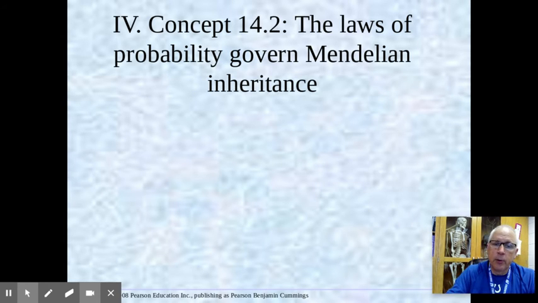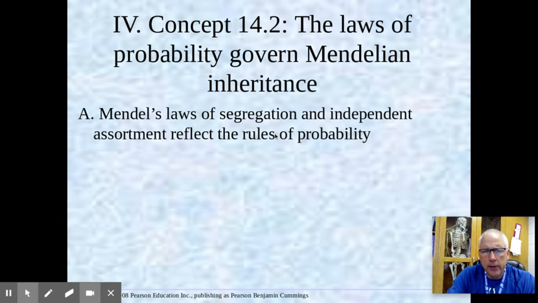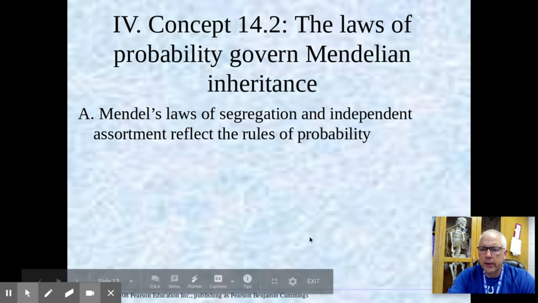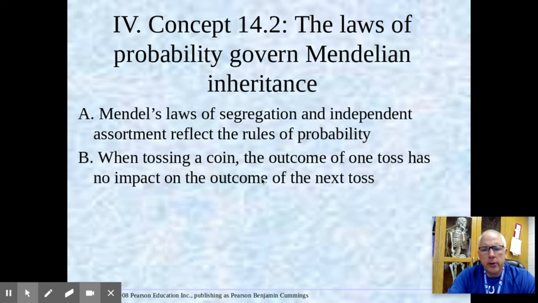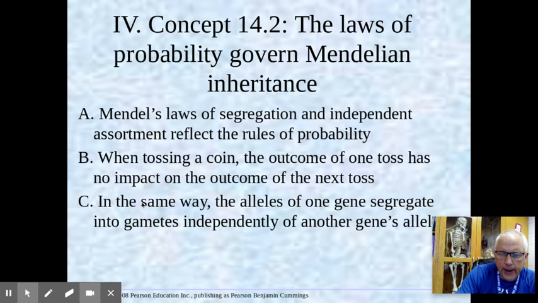This next concept, we're going to do a little fun activity on at the end of this week. We're actually going to flip some pennies. It'll drive you crazy, it sounds like Yahtzee going on. We can take the laws of probability, so a little math, and Mendel's law of segregation and independent assortment reflect these rules of probability. When you toss a coin, the outcome of one toss has no impact on the outcome of the next toss. Each time I toss that coin, I have a 50% chance of heads and a 50% chance of tails.